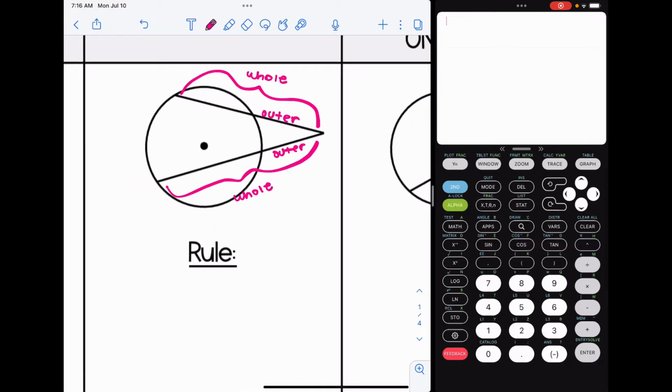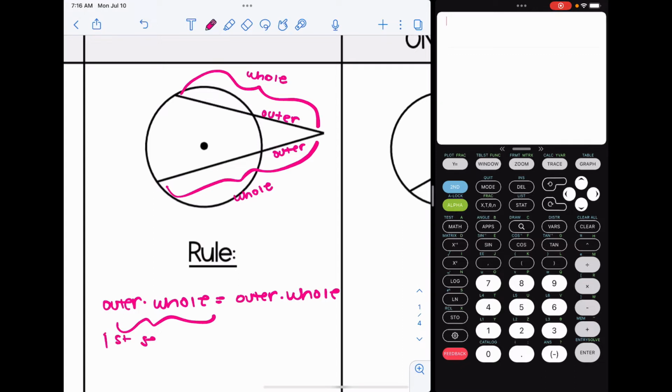So the rule is that you multiply the outer part of one secant times its whole thing, and the outer part of the other secant times its whole thing. Just like the chord rule we saw before, we want to realize that these should be from the same segment. So outer times whole from that first secant, and the outer times the whole over here is from the other secant.